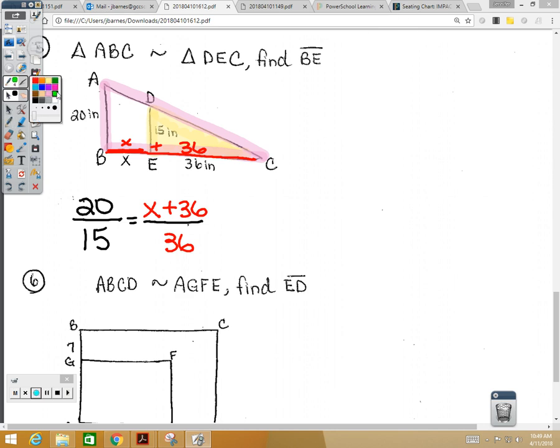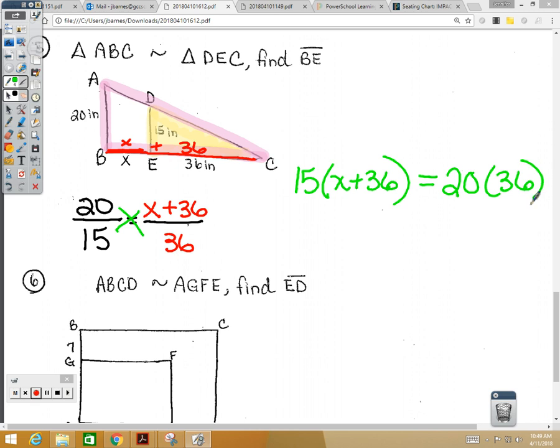Again, I said that I like to choose the first cross product that contains my variable. So that's going to be 15 times X plus 36. Look at the way that I set that up: 15 times X plus 36. We've done things like that before. And then my other cross product equals 20 times 36. I do want you to set these up the way that I'm writing it right now. So please don't just do it your shorthand way. Make sure you're writing it just like mine, since these are a lot more complex than the other ones are.